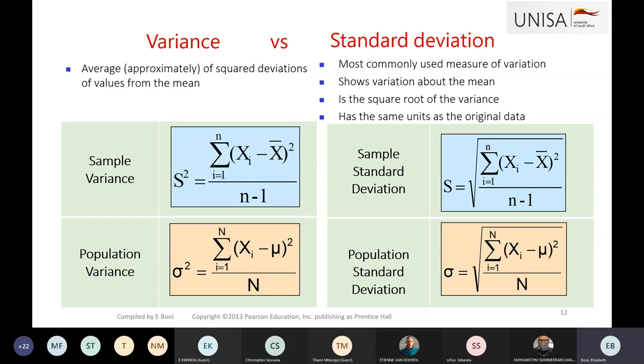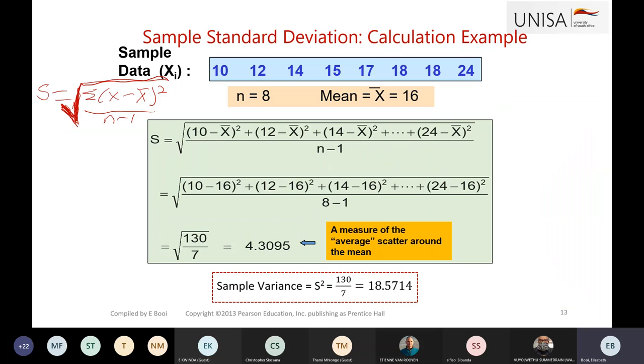And this is the formula for your standard deviation, which is your sample statistic. We use S to represent sample standard deviation. We use sigma to represent the population standard deviation, which is the square root of your population variance. We used an example. We are given the sample data, so therefore we're going to use the formula for the sample standard deviation, because we are calculating the standard deviation.